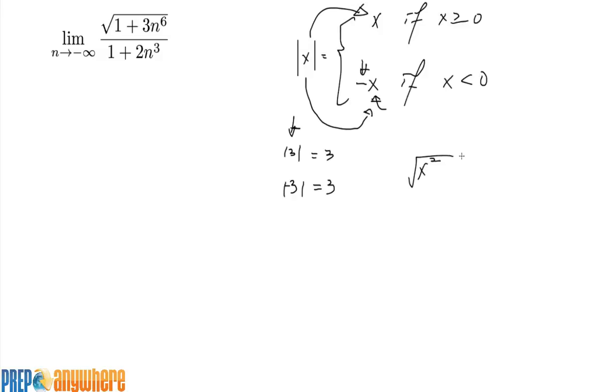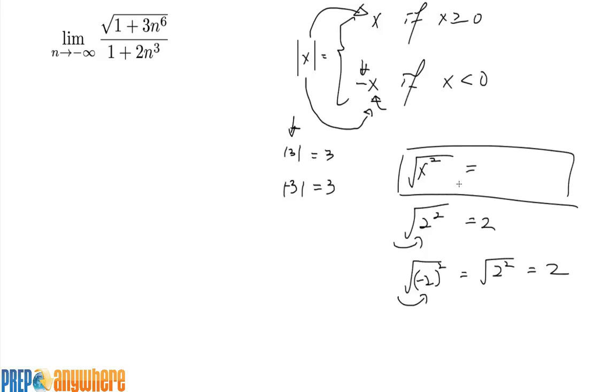x squared, square rooted. Note that if I plug in 2 in here, I get 2. But if I put in minus 2 in here, that's the same as 2 squared and I still get 2. I put in 2 in here, I get 2. I put in negative 2 in here, I still get positive 2. That's exactly the same as the absolute value. So from that example, I hope I convinced you that this is the same as this. Now, this is a very important fact for us to use in this question.